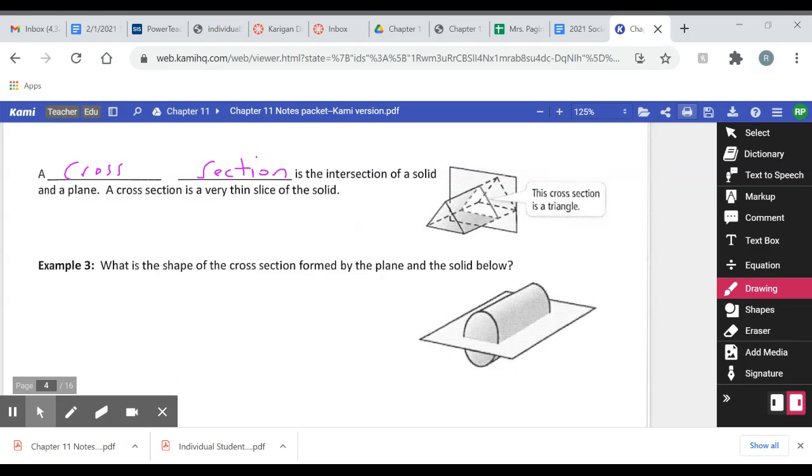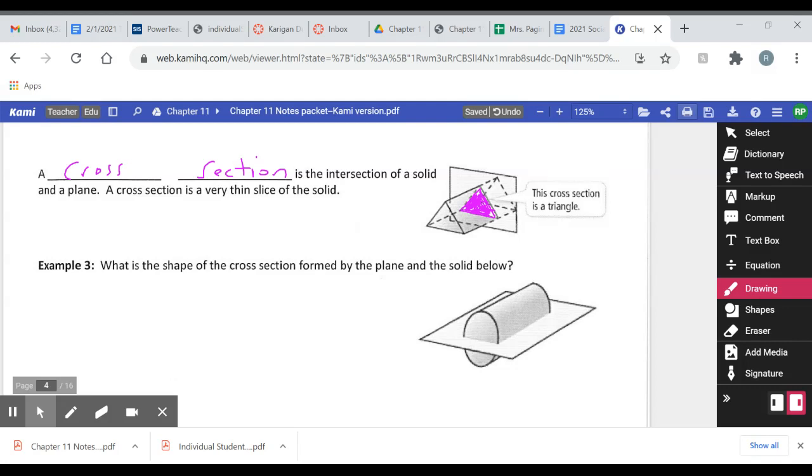So in this particular case, we can see that if I sliced this figure right here and opened it up and looked, then a triangle is what I would see here in the middle. So I'm trying to color it in so you can see it. But this cross section would be a triangle.